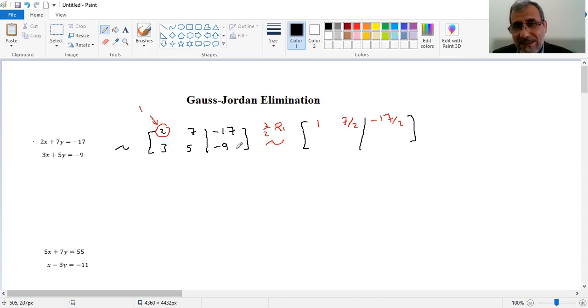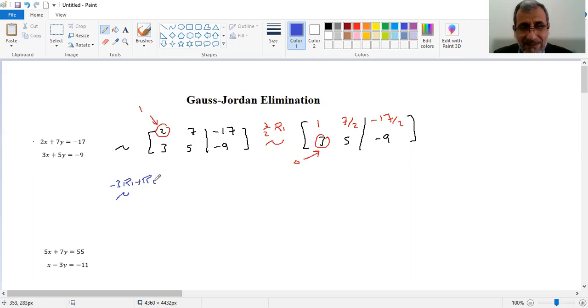So rewrite the second row. The second row is 3, 5, negative 9. Now we have the 1, and below it we need 0. So we have to use row 1. Multiply row 1 by negative 3 and add it to row 2.